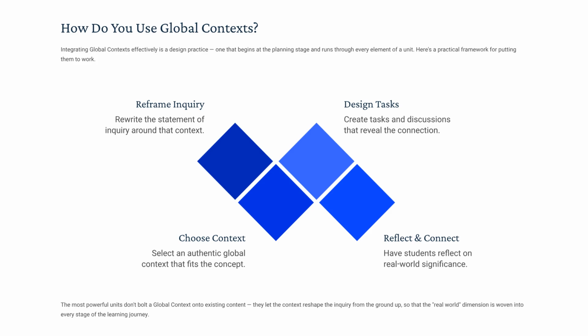First, choose an authentic context. Second, reframe the inquiry around that context. Third, design tasks that reveal the connection. Finally, reflect and connect the learning to its real-world significance.